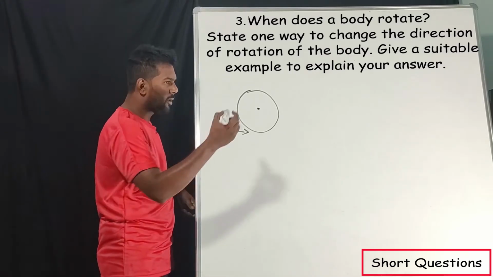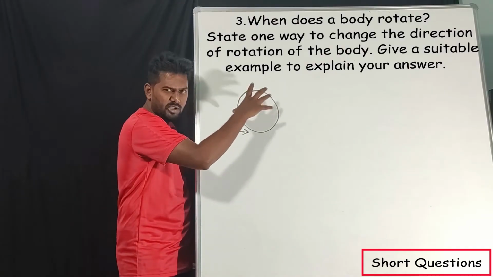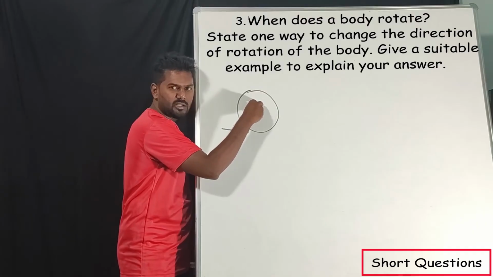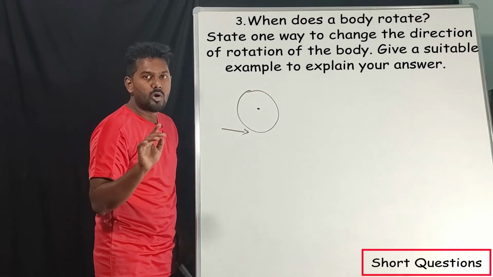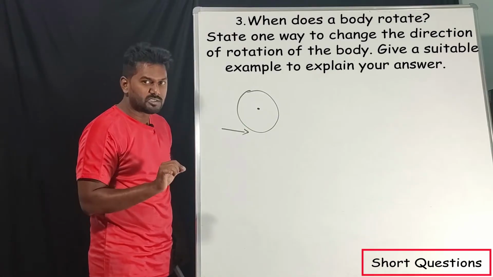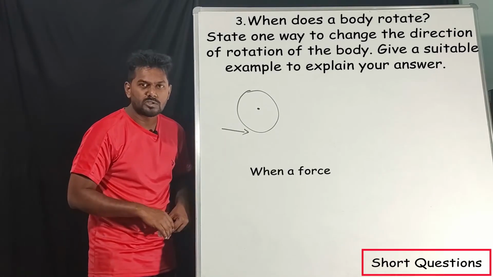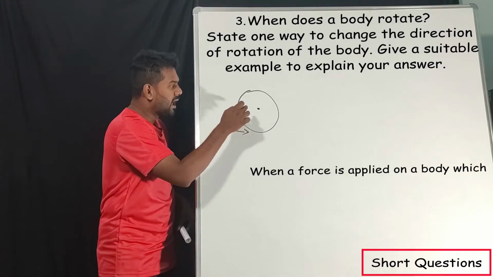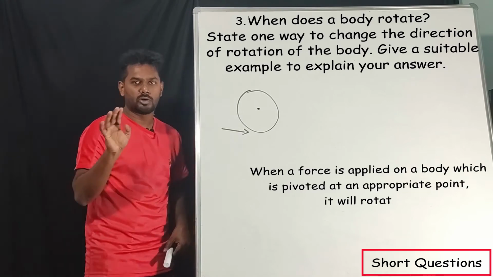What if you are going to apply a force in this direction? Okay, assume this is a 3D wheel. If you apply a force on the center point, here the pivoted point, do you think it is going to rotate? No. So it is very important to mention appropriate point. So what is the final answer? When a force is applied on a body which is pivoted at an appropriate point, the body will rotate.